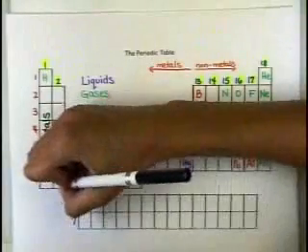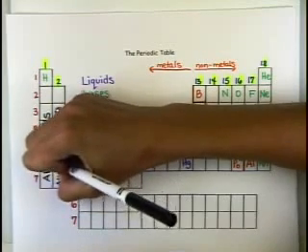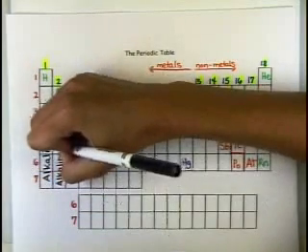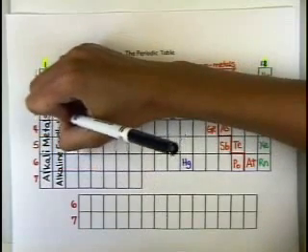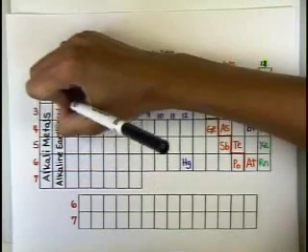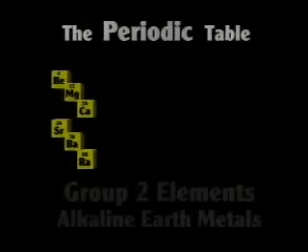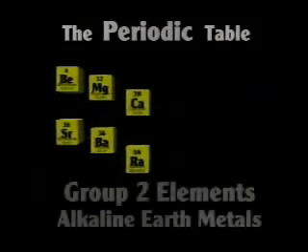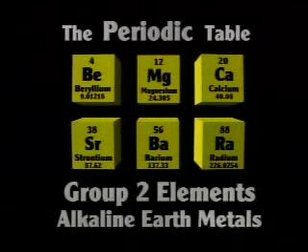The next family, column 2, is known as the alkaline earth metals family. This family shares some similar characteristics with the alkali metals. The members of Group 2 are called alkaline earth metals. Alkaline earth metals are the second most reactive metals and are not typically found naturally outside of compounds.